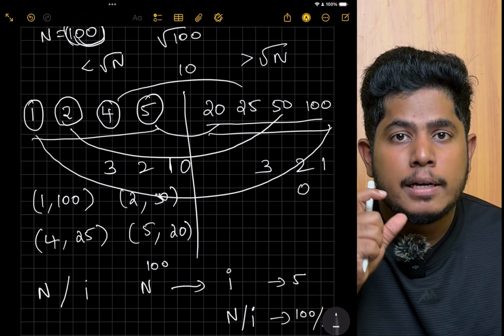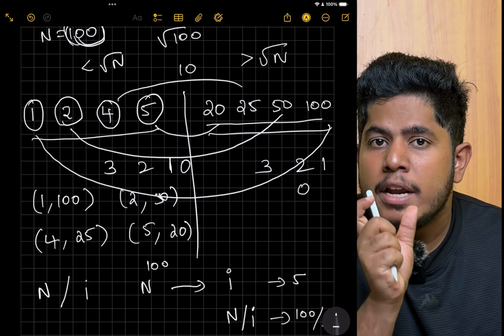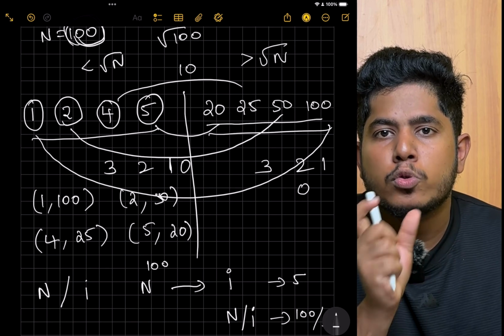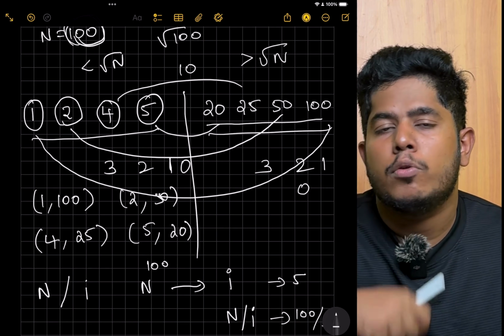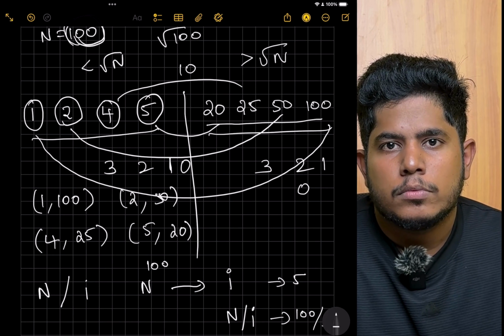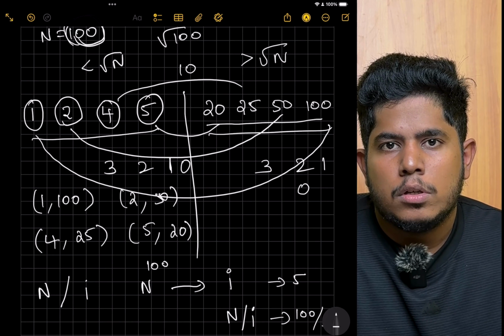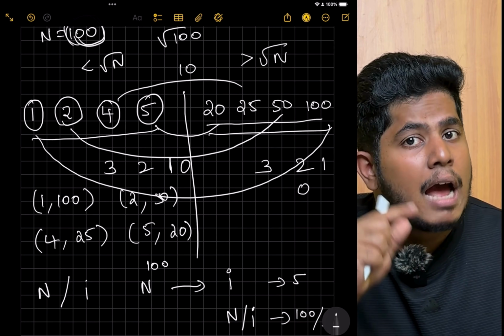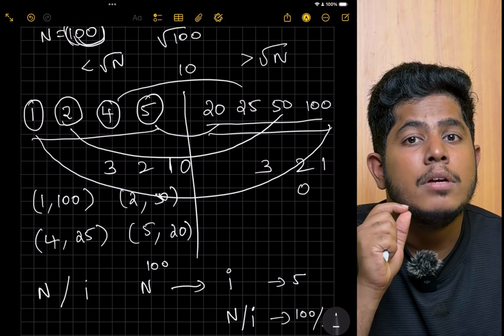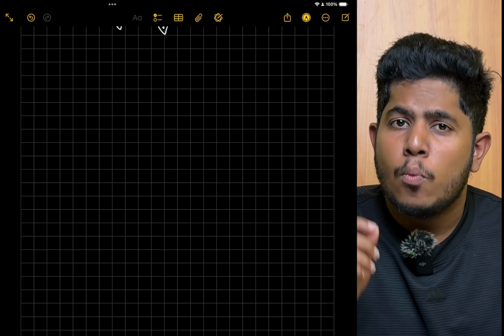So the important point is how many factors we have from 2 to square root of n. The same number of factors we will have after square root of n also. So between 2 to square root of n, if there is 0 factor, even after square root of n also, we will have 0 factor. One more point to add.